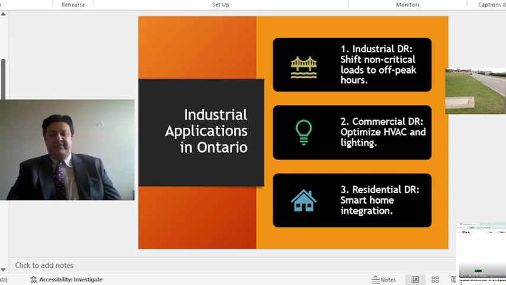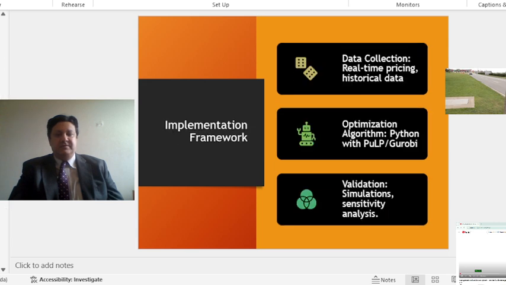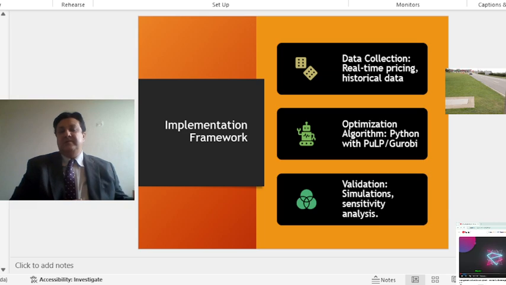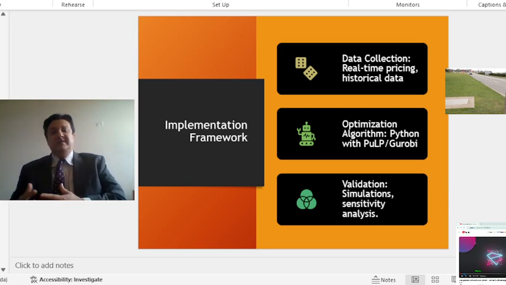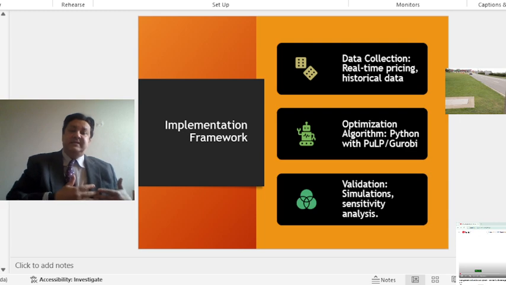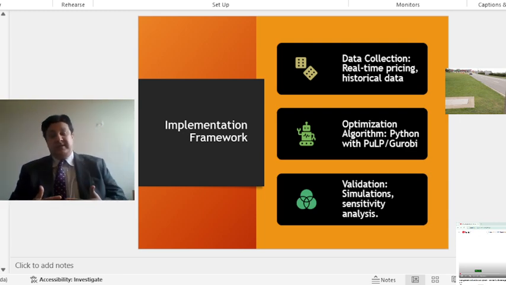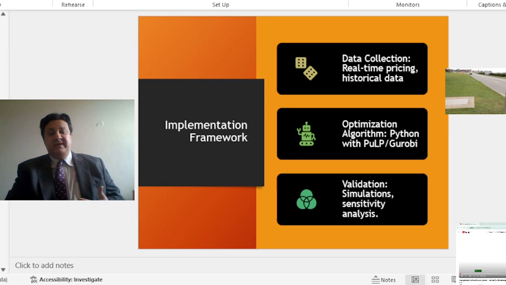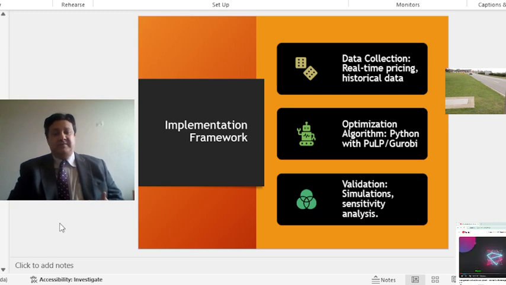For the implementation framework, we can talk about that particular area as well. That's how we're going to deal with it. Data collection is important: real-time electricity pricing from independent electricity system operators like the ISO, historical load consumption data from residential, commercial, and industrial users, and demand-side management incentives and policies in Ontario to ensure compliance and maximize financial benefits. So this is what we can do.